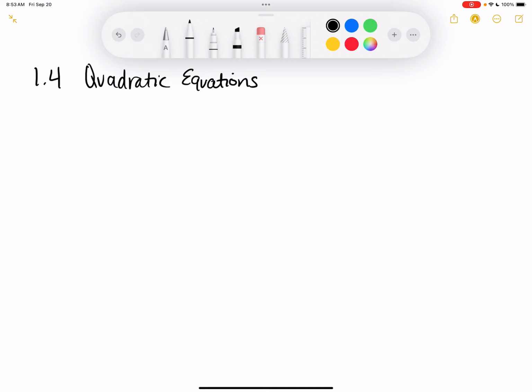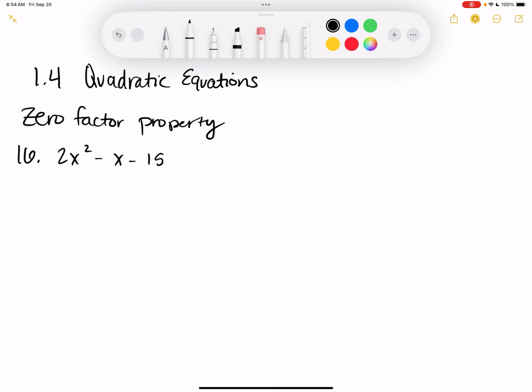Solve the equation using the zero factor property. So these ones start us out with something that needs to be factored. So 2x squared minus x minus 15 equals 0. First and foremost, I need to factor the left side so that I can break it down. And so I need factors of 2 times 15 that add up to -1. So factors of -30 that add up to -1.